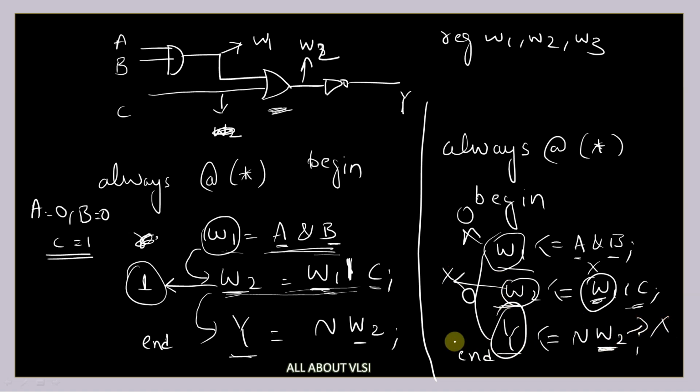This is the reason we are not using non-blocking assignment here. But afterwards, at the next cycle, after some time, we are going to get the updated value. The value of W1 will be updated. So this is the reason we are choosing blocking assignments for combinational design, and we are not choosing non-blocking assignments for combinational design.